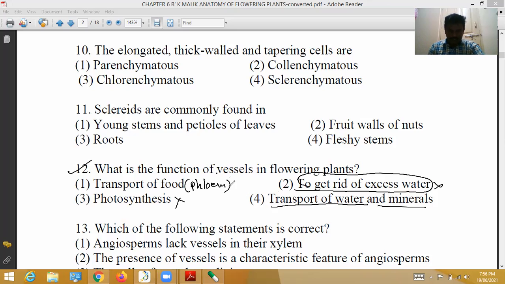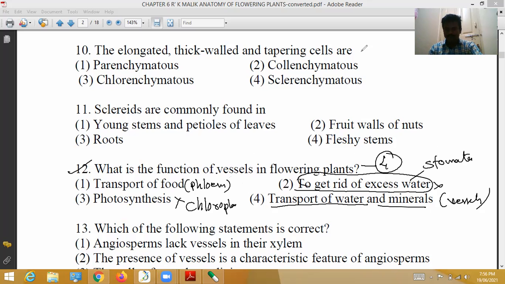Transport of food occurs through phloem. Release of excess water occurs through stomata; that is called transpiration. Photosynthesis occurs in chloroplasts. Transport of water and minerals occurs through vessels. So for the 12th question, the correct option is the 4th.